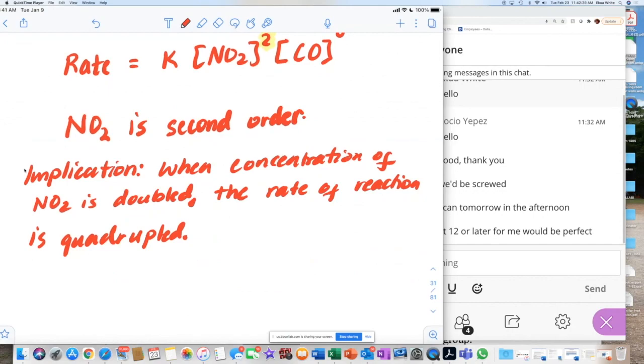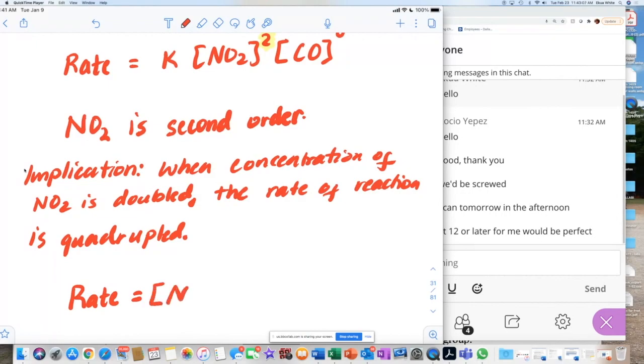So you can kind of isolate, right? Because we're trying to see the influence of NO2 on the rate. So to isolate it, I'm just going to write rate equal. K is a constant, so you can write it in or you can leave it out because the K value is not changing. So for this purpose here, I'm just going to leave K out. I'm trying to see what kind of influence NO2 has on rate.